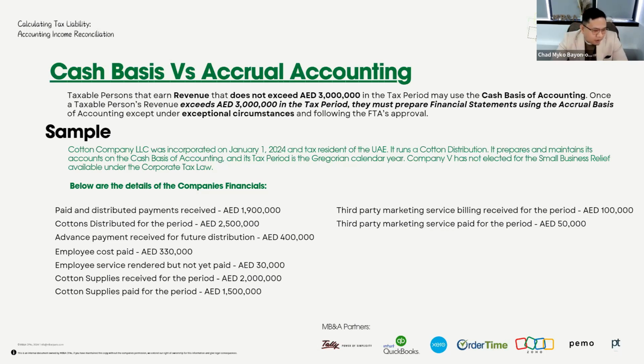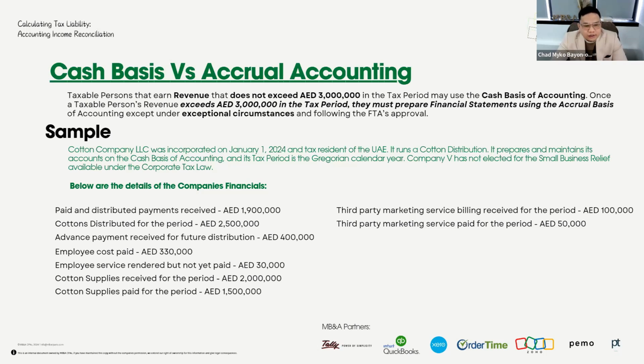So for example, Cotton Company LLC was incorporated on January 1, 2024, and is a tax resident of UAE. It runs a cotton distribution company, and it prepares and maintains its accounts on cash basis accounting, and its tax period is the Gregorian calendar year. Cotton Company LLC has not elected for small business relief. So there's an option for you to go for a small business relief available under the corporate tax law.